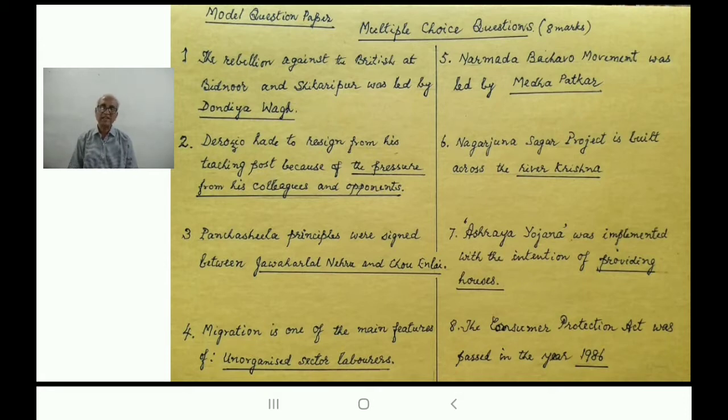So they too will not stay permanently in one place. Unorganized sector, they don't have provident fund or a fixed salary or ESI benefits, retirement benefits. More than everything, they don't have security of job. So they keep moving from place to place. So migration is a common feature of unorganized sector laborers. Fifth question. Narmada Bachao movement was led by, this is what I said.